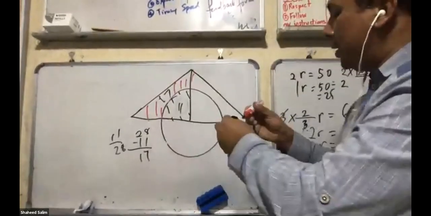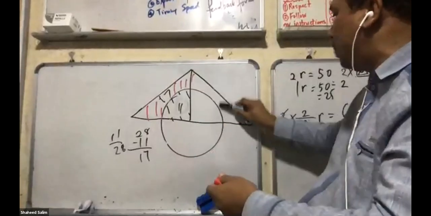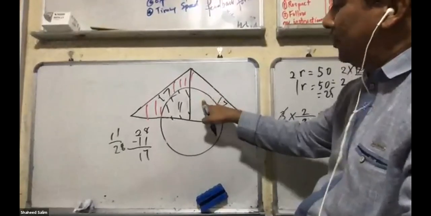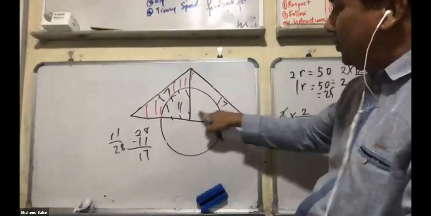So this red part down here is how much, Sophia? This part down here, how much is it? 17. And this one, how much is this? How much is this? 45. No, this one.